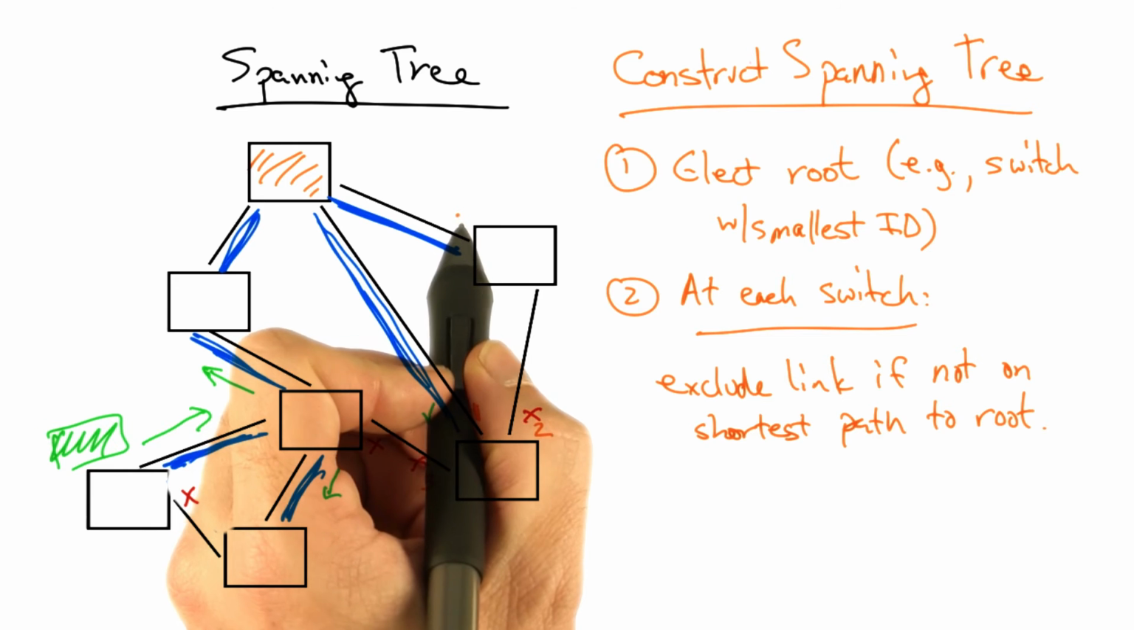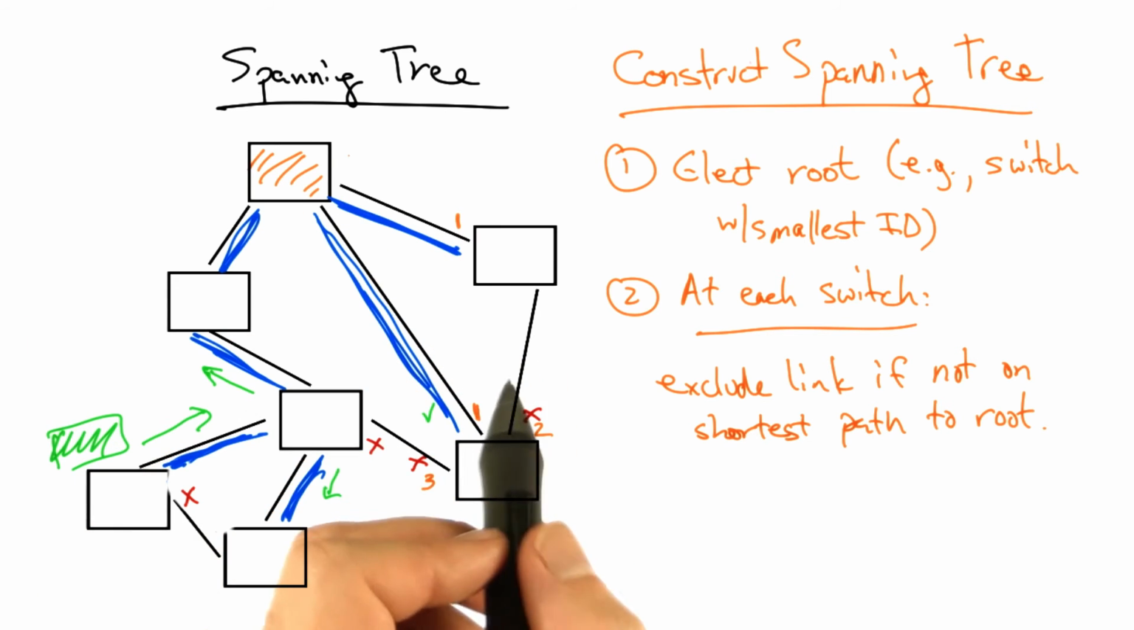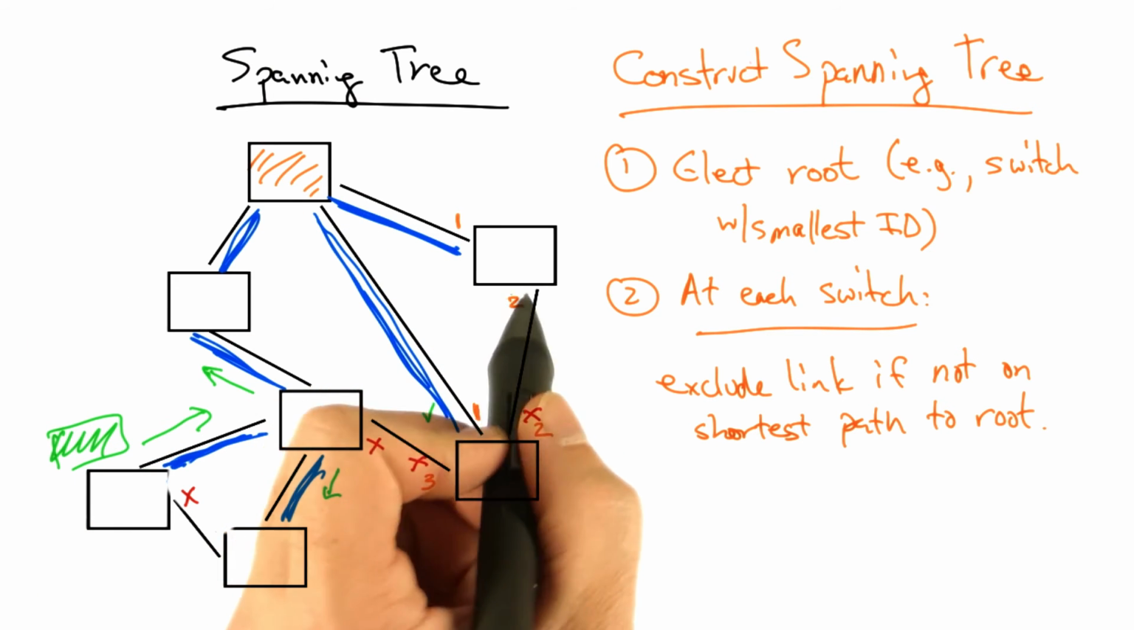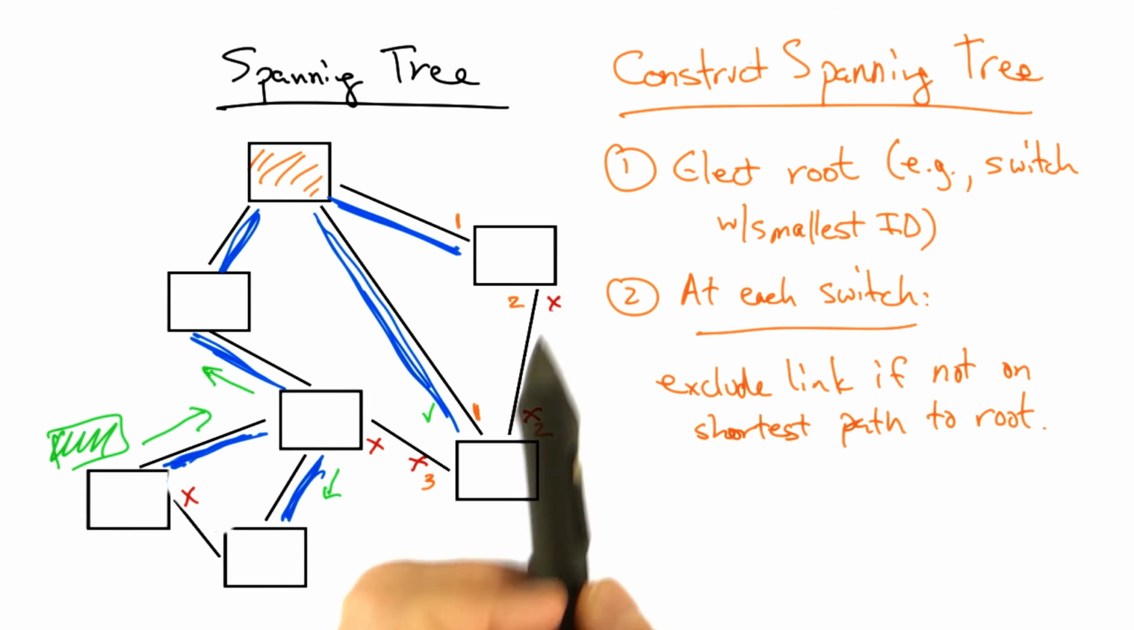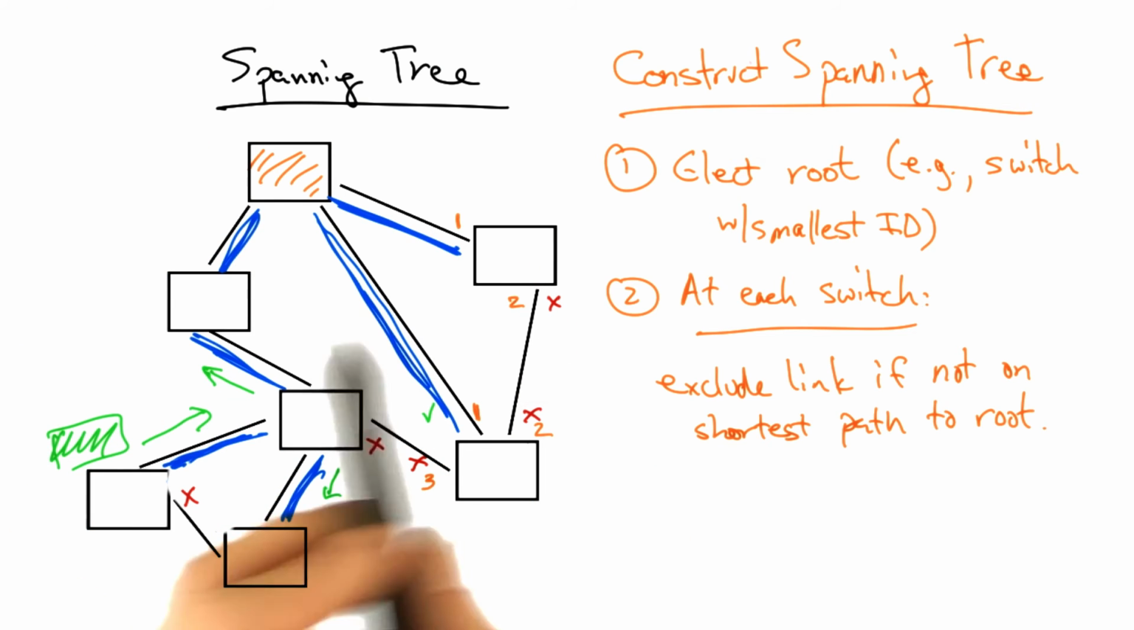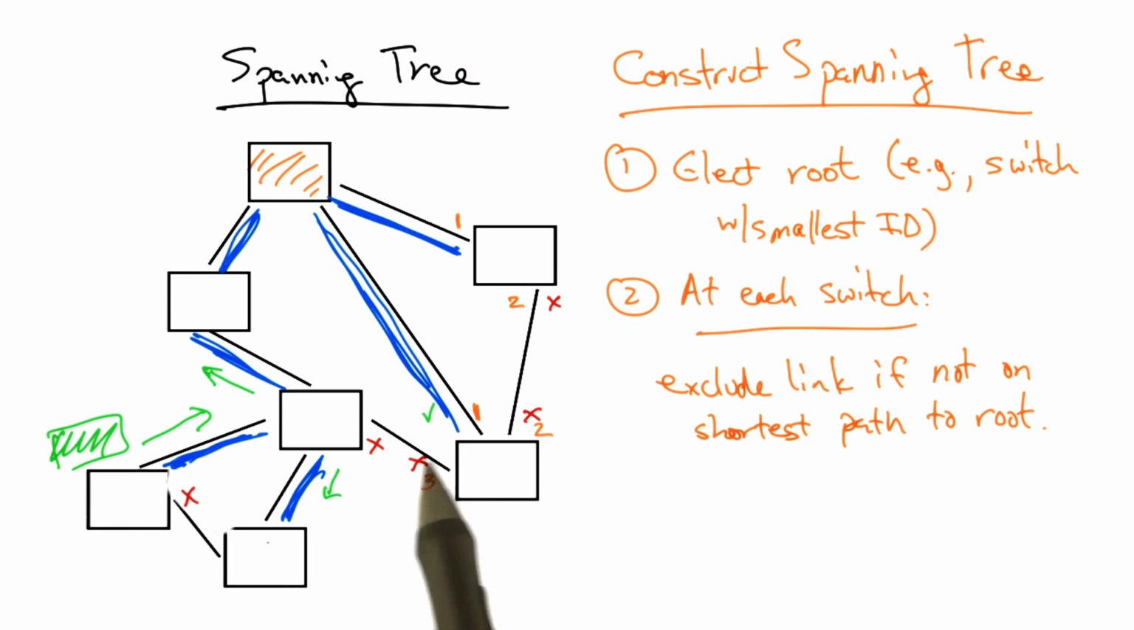Similarly here, this edge is on a path that's 1 hop away from the root, and this edge is on a path that's 2 hops away. So this node will exclude this link from the spanning tree. Now each switch repeats this process to exclude links from the underlying topology, and ultimately this yields a forwarding topology that looks like the blue graph.